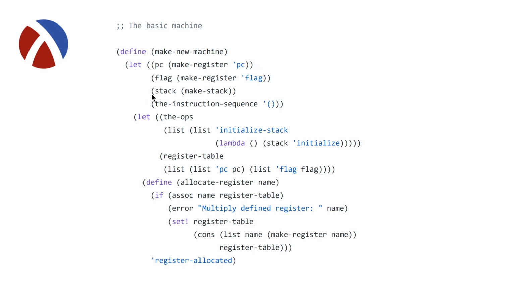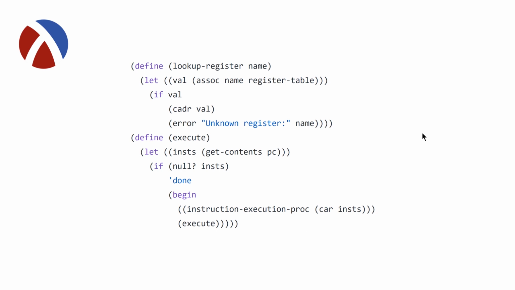And then we're initializing a stack. We also have an instruction sequence that is initialized to be an empty list. Inside the second let expression, you can see that we are initializing our stack, and we're also setting up something called a register table, which is currently just the list of the program counter and the flag, but presumably we are going to add the other registers to this. And that's all we're going to say about this make-new-machine procedure.